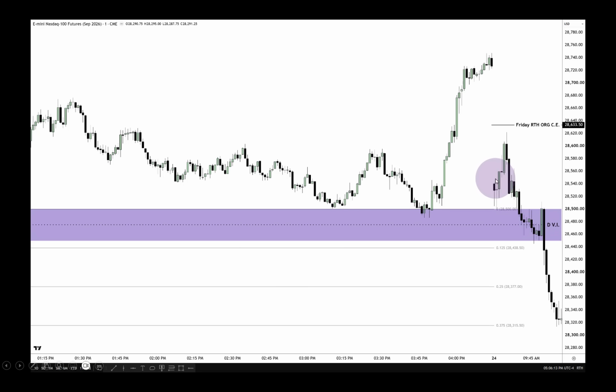So we have Friday's regular trading hours opening range gap, consequent encroachment. And we're again close to the daily volume imbalance. And then these are those lines that grade the buy side imbalance, sell side efficiency, or suspension block that this purple area is part of. This is the highest of the volume imbalance, and the lower one would be obviously beyond the scope of what I have in this chart.